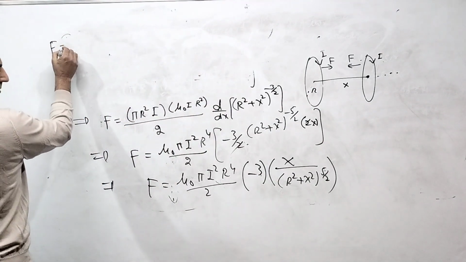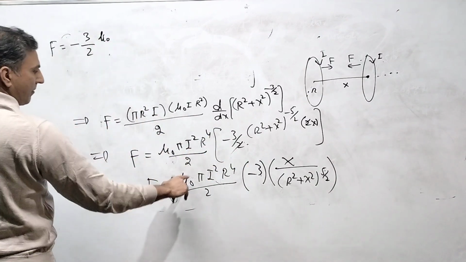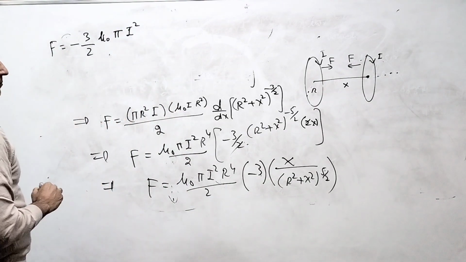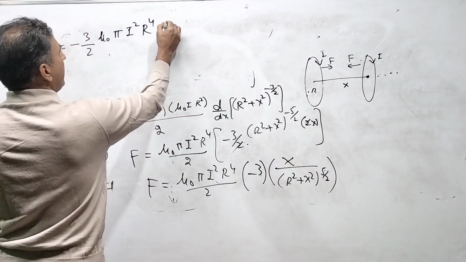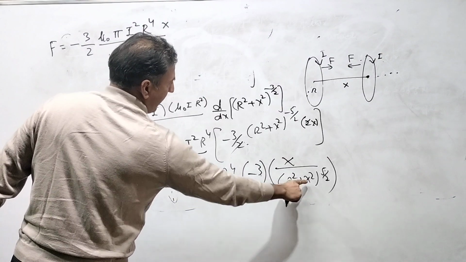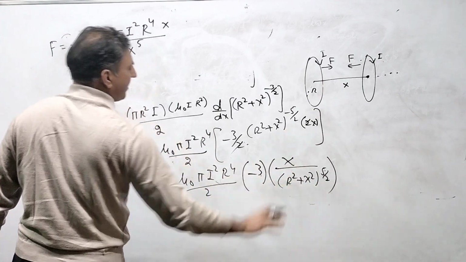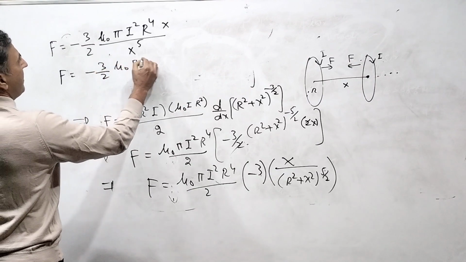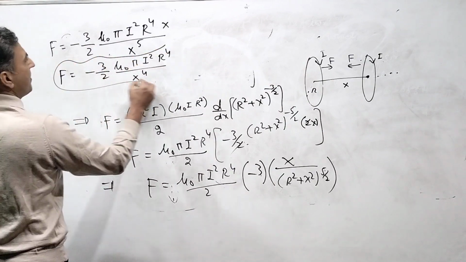So F equal to -3/2, ये वाला इधर लाया, μ0, π, I², R⁴, ये x ऊपर, नीचे ये R खत्म, x² का 5/2 हो गया x⁵, because R will be neglected in comparison to x². So it is F equal to -3/2 μ0 π I² R⁴ by x⁴. This is the answer to the problem.